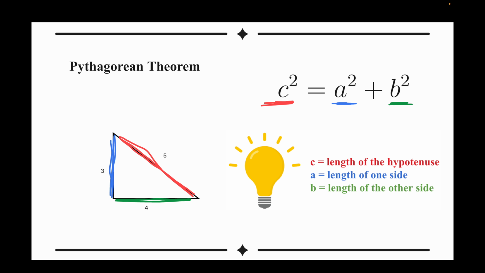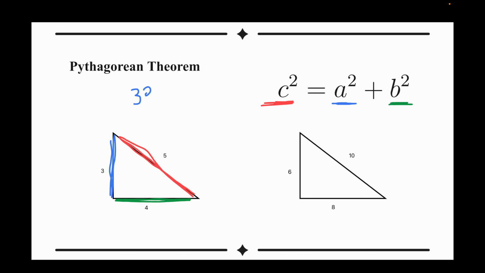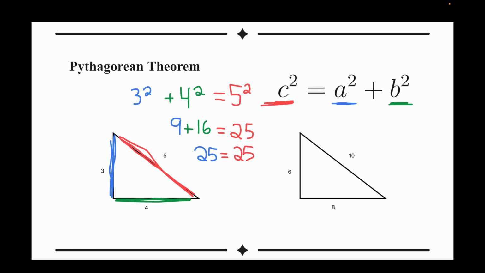Let's check now if the Pythagorean theorem is true for this triangle. We can write 3 squared plus 4 squared equals 5 squared. Simplifying both sides of the equation, we can see both sides equal each other, which means it is true for this triangle. Try practicing the Pythagorean theorem now with this triangle and see if you can get both sides of the equation to equal each other.